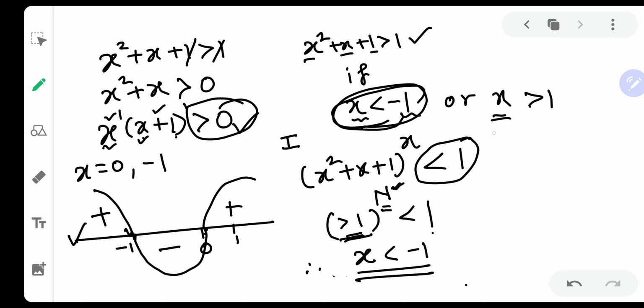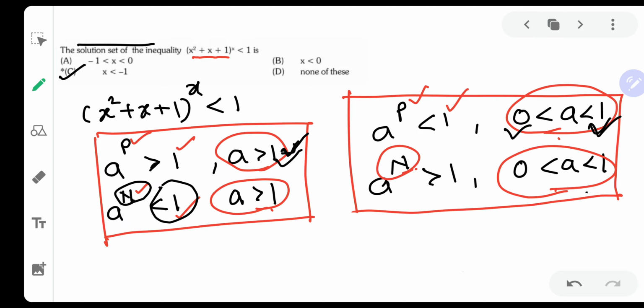Now let me check case 2. In case 2, x is greater than 1. Whenever the value of x is greater than 1, x square plus x plus 1 will definitely be greater than 1. But the power is also x, and x is greater than 1, which means a positive number. So a number greater than 1 is provided a positive power.